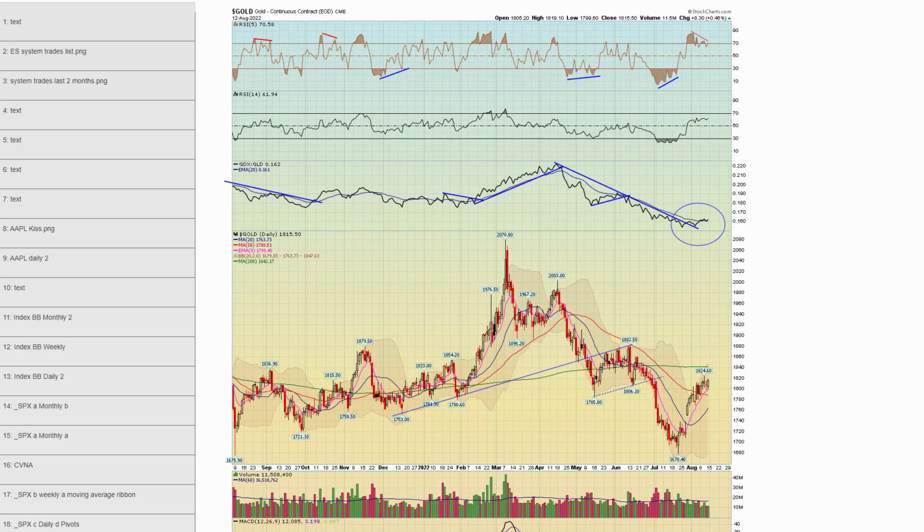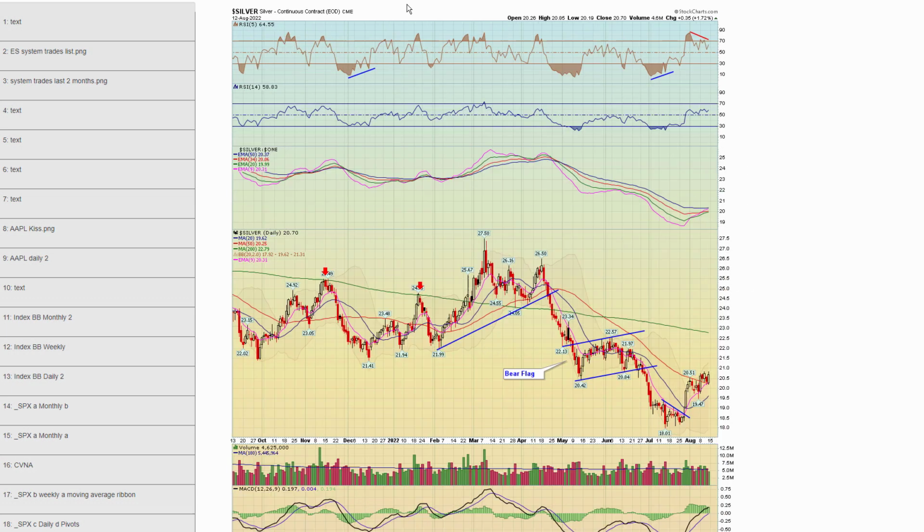Next, chart 82. Here's the daily view of gold. You know, the stocks have been leading a little bit here, which is a positive. Next, chart 83. Here's silver. That's also had a nice rally off the lows.